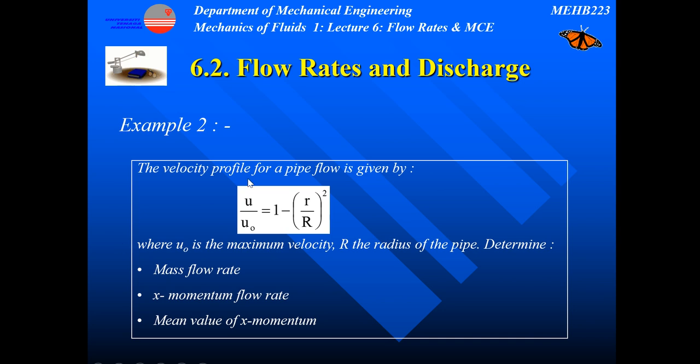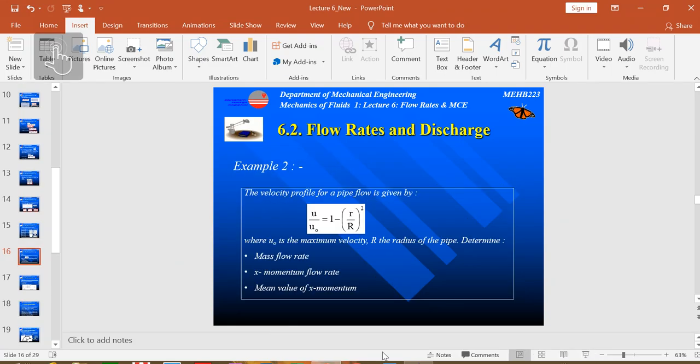This is the velocity profile. As I mentioned, the velocity profile is normally given for a real fluid in a pipe flow. Okay, where U naught is the maximum velocity. R is the radius of the pipe. So you need to determine the mass flow rate, the x momentum flow rate, and the mean value for the x momentum. Okay, so let's do this.